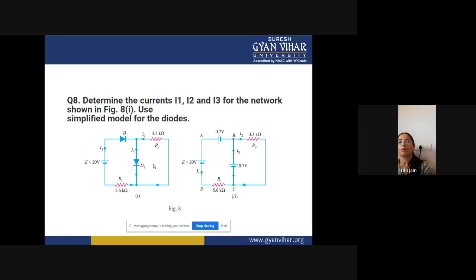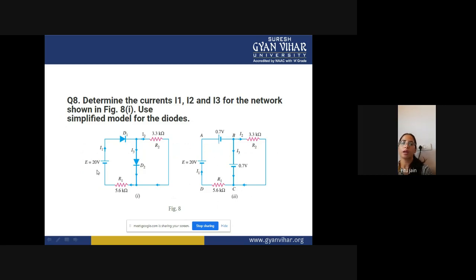So the voltage across this battery is your 20 volt. This is your diode D1, this is your diode D2, and these are your resistances R1 and R2. The value of R1 is your 5.6 kilo ohm, and the value of resistance R2 is your 3.3 kilo ohm.